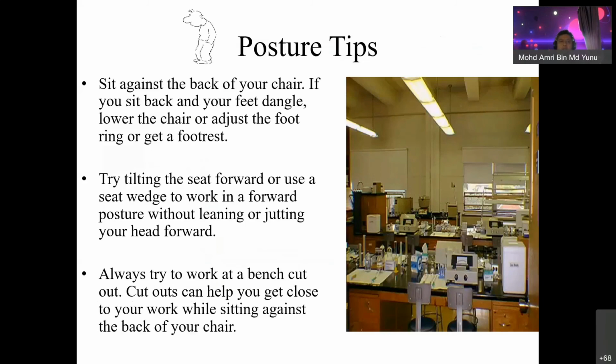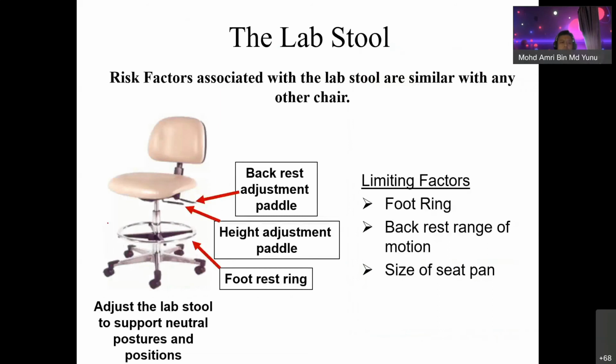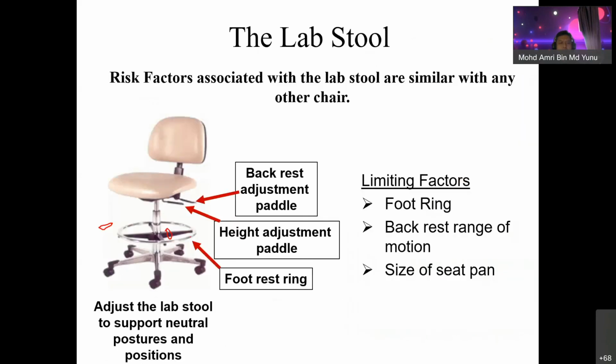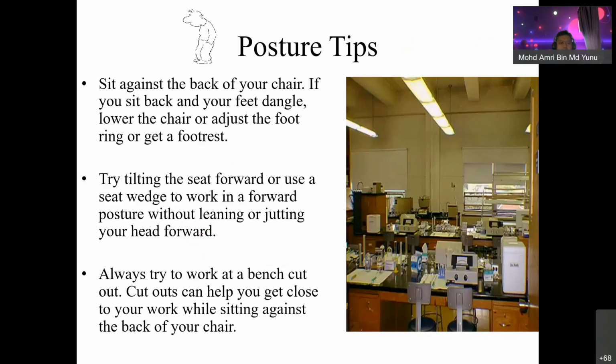And always sit at the back. If you sit back and your feet dangle, like your foot is not reaching the ground, you can use a footrest. Here you have a foot rest ring. Try tilting the seat forward or use a seat wedge to work on your posture. You put the seat wedge on your back.